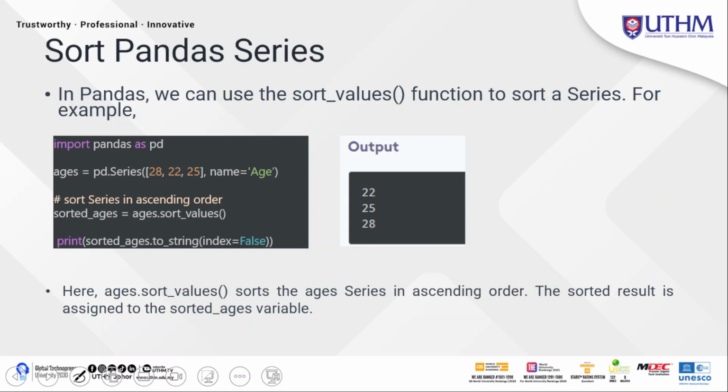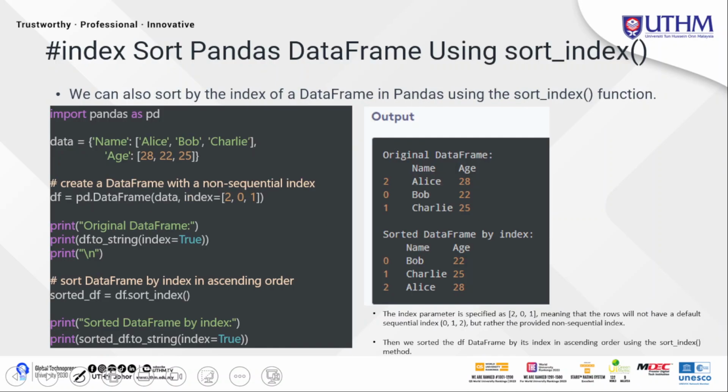And then print the sorted ages to string with index equal to false. We don't have to write the index. Index means the 0, 1, 2. You don't have to write it, that's why it's empty. So only one column is presented here, in ascending order. So this is for the series.